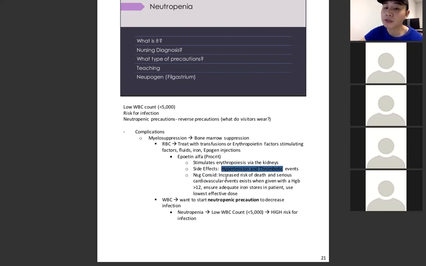Nursing consideration: it can increase risk of death and serious cardiovascular events when given with hemoglobin more than 12. So if the patient's hemoglobin is more than 12, we have to hold the drug, okay? Ensure adequate iron store in the patient, use lowest effective dose.